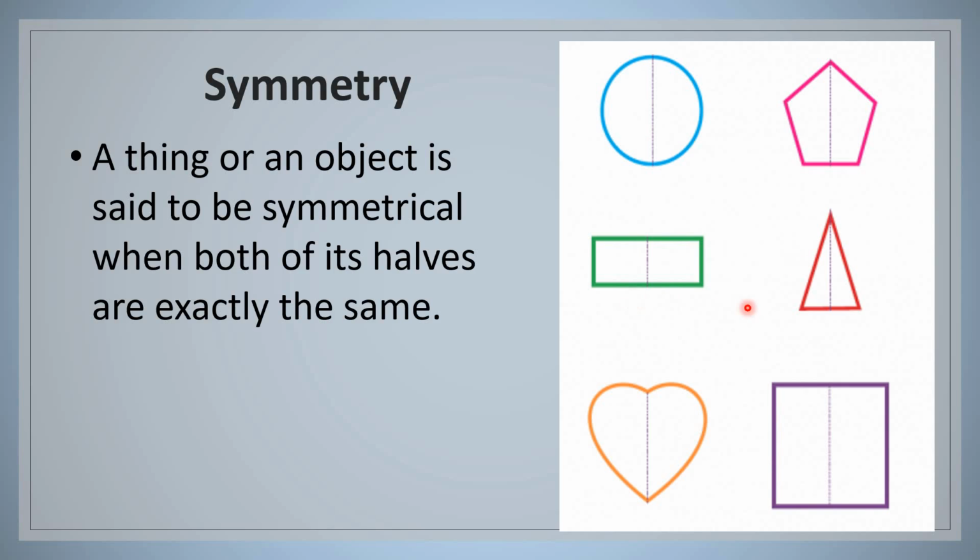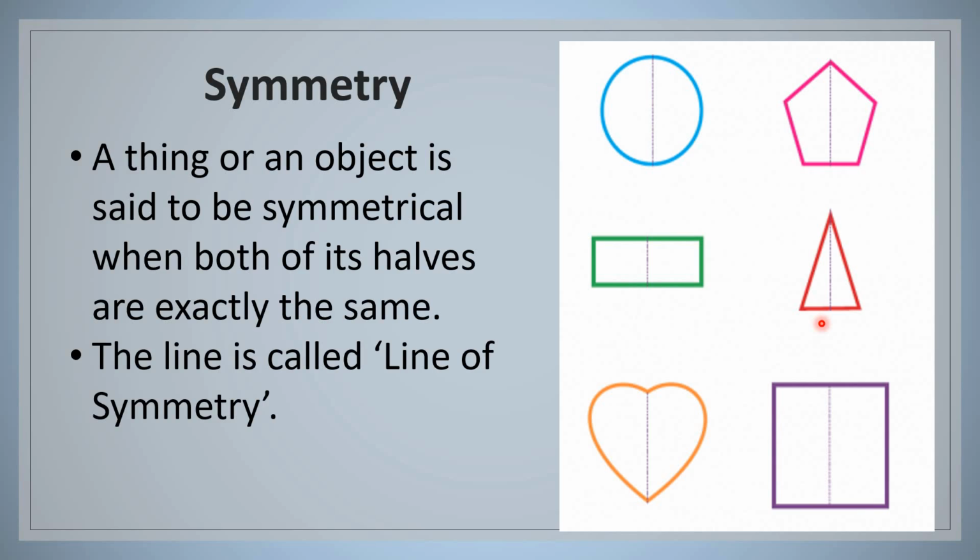So if you have a look at the rest of the figures here, the heart shape, the square shape, the triangle shape, when you have a symmetrical line in between, both the sides look alike. They are not different in size, they are not different in shape. So therefore these figures are symmetrical figures. The symmetrical line is also known as the line of symmetry. You can call it a symmetrical line or you can also call it a line of symmetry. That is something which cuts the figure into half and makes the figure symmetrical.